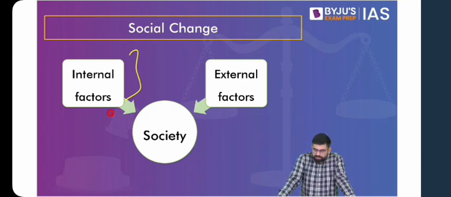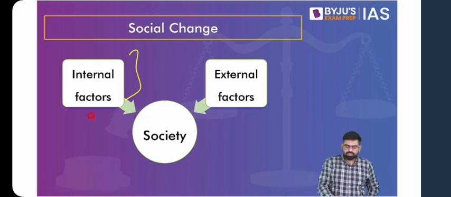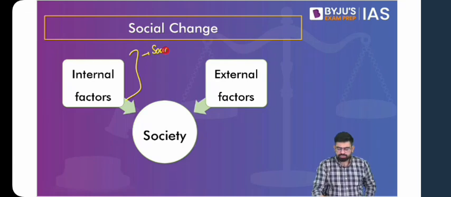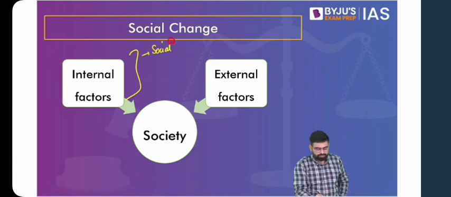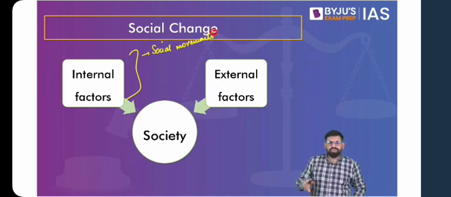NGOs, pressure groups, perfect. Education, social reform movements, great. Education, awareness, lovely, you are getting to the point. So you have internal factors, say for instance, various socio-religious reform movements that you saw in modern history. Then you can have various external factors that bring about this change.